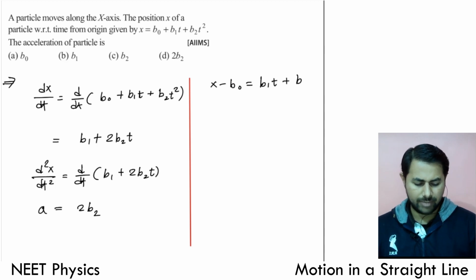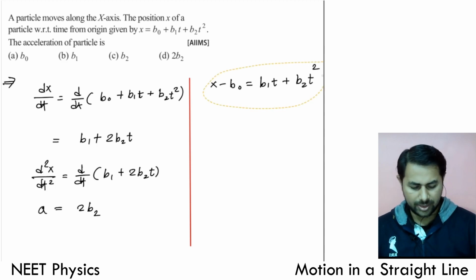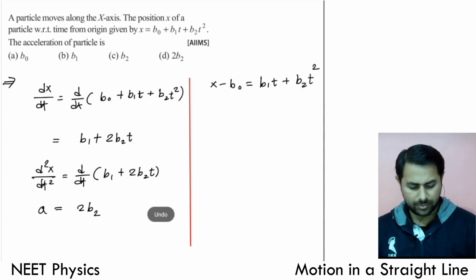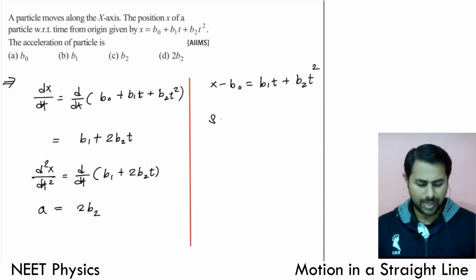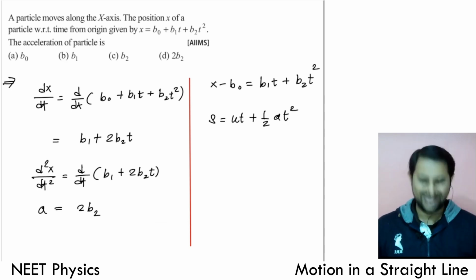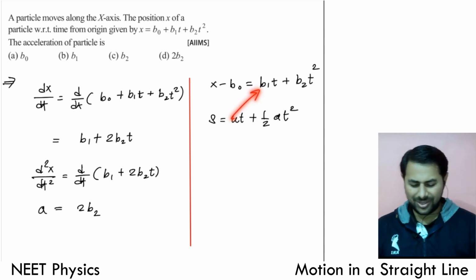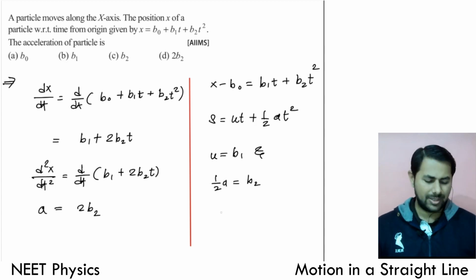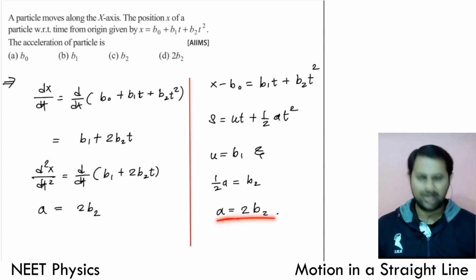b1t plus b2t square. So can you recall something? It resembles some formula. s is equal to ut plus half at square, right? So that means u is equal to b1, and half a is equal to b2. So if half a is equal to b2, it means a is equal to 2 times b2. Is this thing clear? Yes, no?